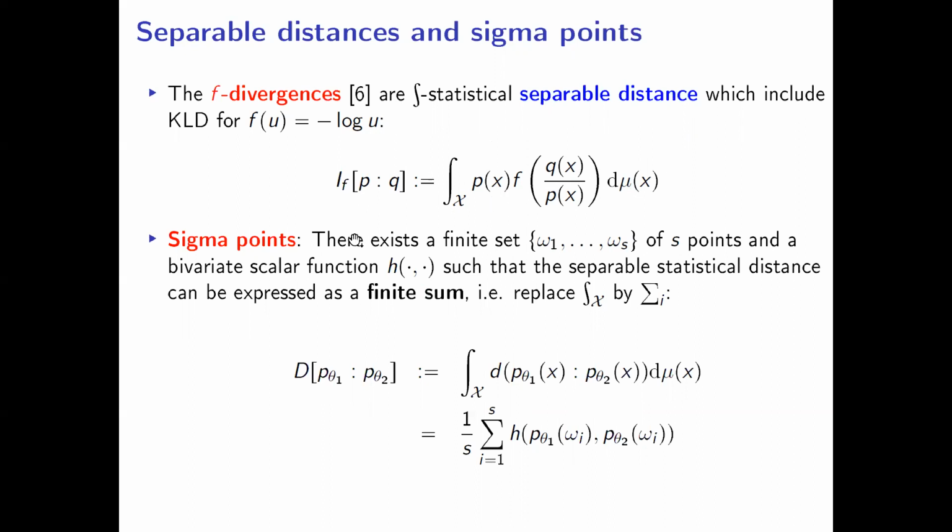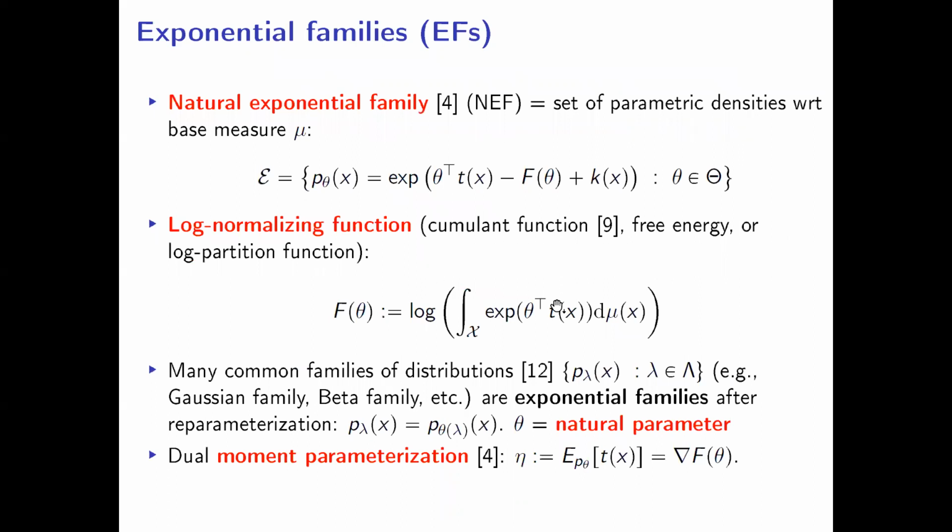And the definition of sigma points is that you are going to replace this separable statistical divergence by a summation here. You are going to sum at some special values, which are called sigma points, by analogy to the unscented transform in signal processing. And if you have this equality for S sigma points, then you will say that you have a sigma point expression of your statistical divergence. Okay, so let's try to do it for exponential families and the KLD.